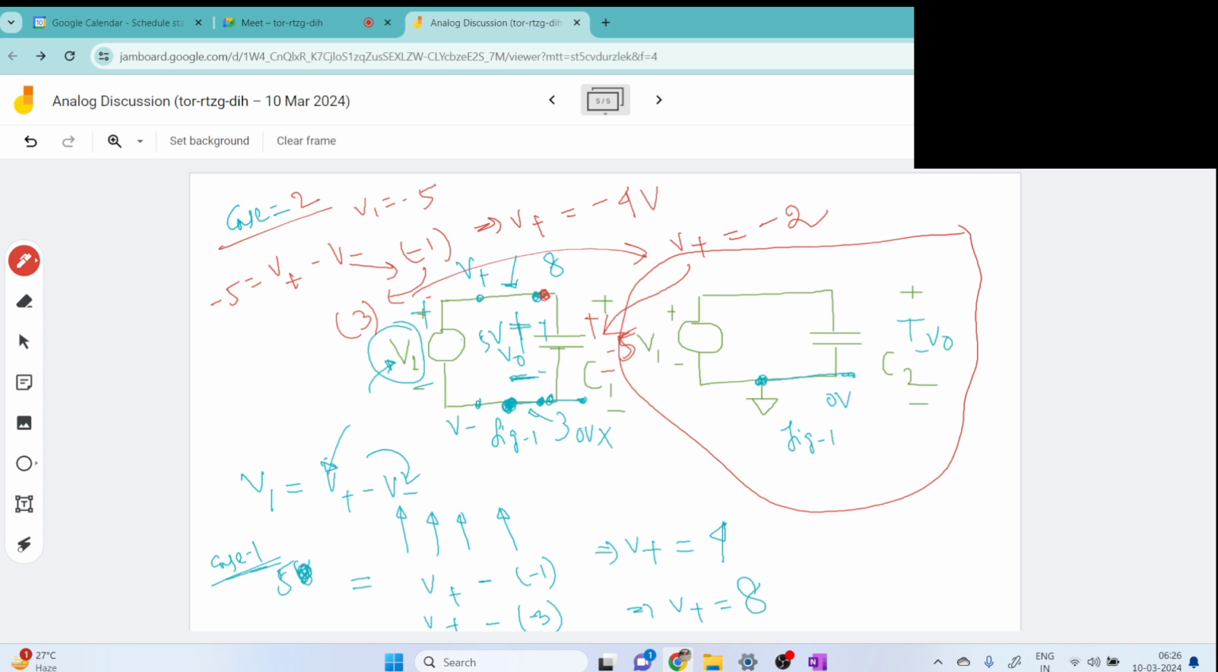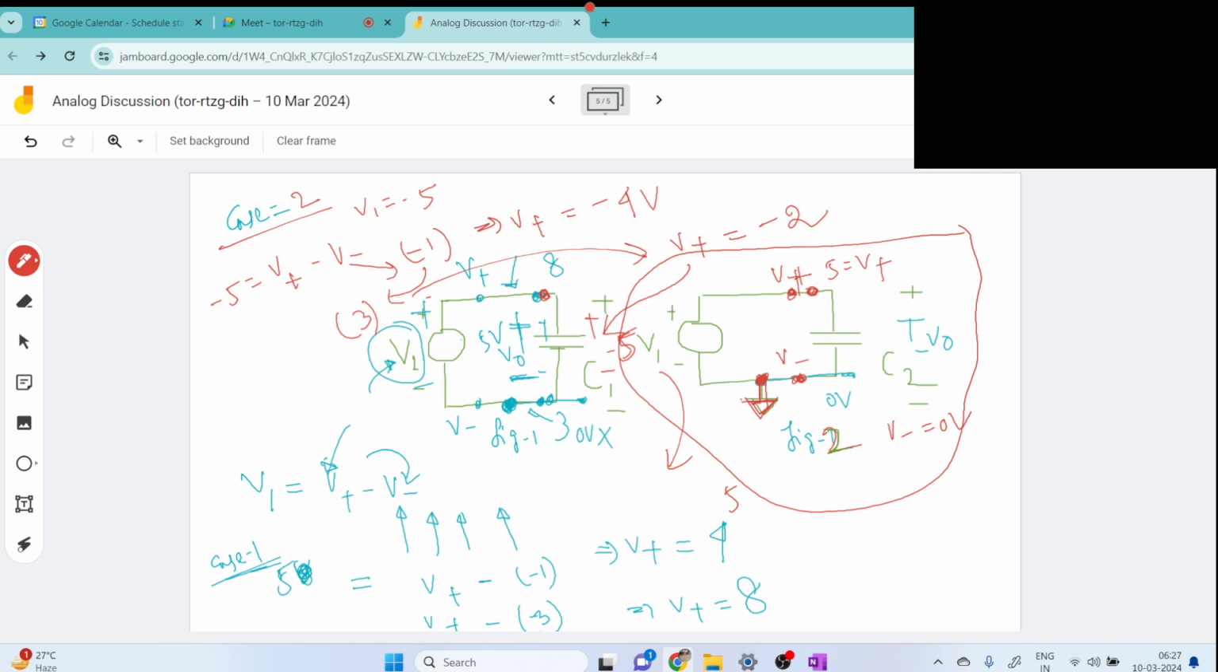We are deliberately making this node 0 volt. Now if this is 0 volt, this voltage is already fixed. So if this is 5, this potential must be 5. This node is V positive and this node is V negative, and our V negative is fixed to always 0 voltage. This is bound to be zero always, as this is connected to the ground.